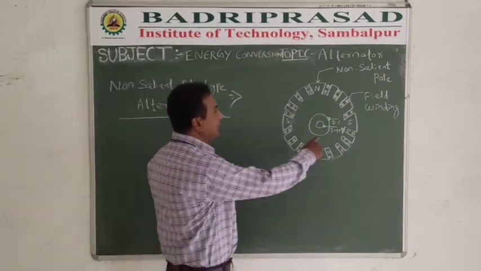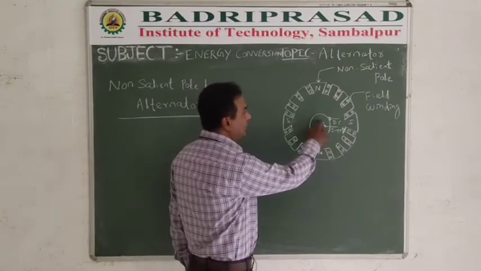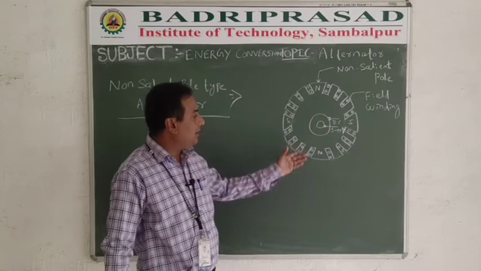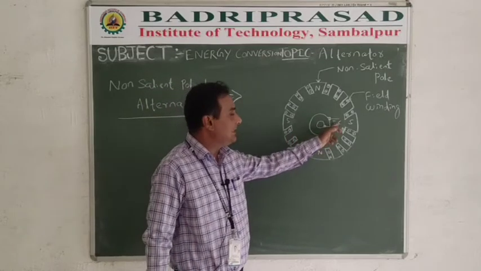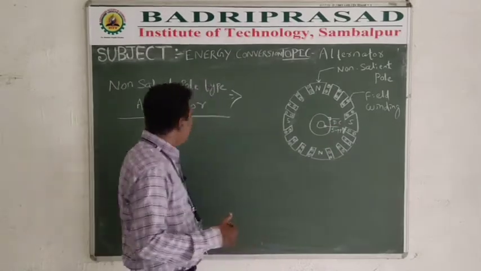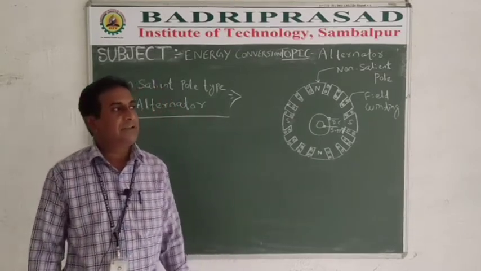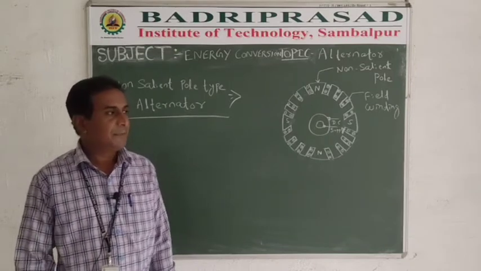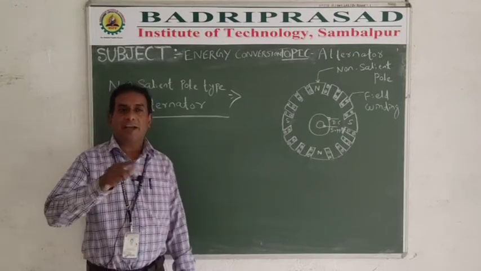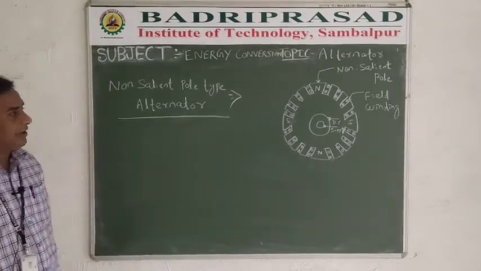In this case, the field windings are embedded in these slots and they are connected in series with the slip rings. These are the 2 slip rings, through which DC supply is given. Generally this type of non-salient pole alternator is used in thermal power plants where the speed is almost 1500 to 3000 RPM, and it has small diameter and large axial length. So this is the non-salient pole type alternator.